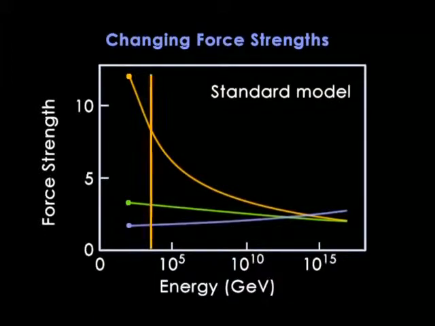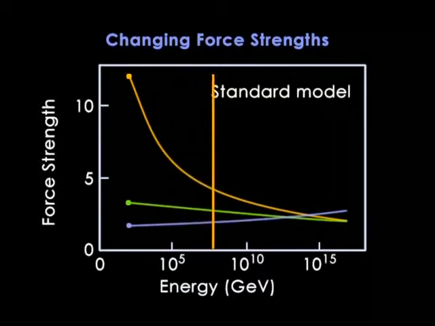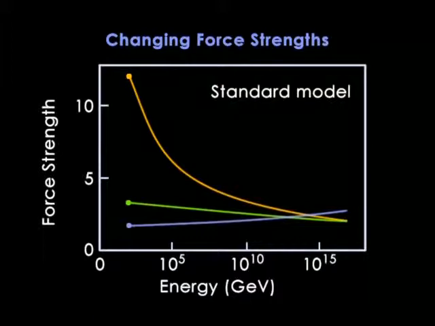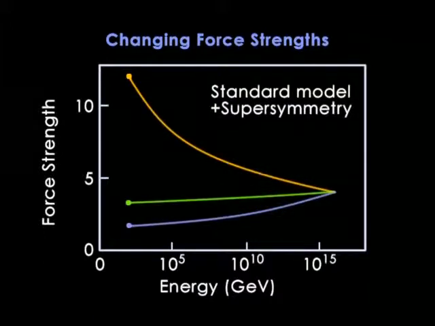The three forces seem to be converging towards the same strength. The strong force gets weaker, while the electromagnetic force gets stronger. The convergence is even better if we include supersymmetry in the calculations. They seem to cross at a single point up at the incredibly high energy of 10 to the 16 GeV.